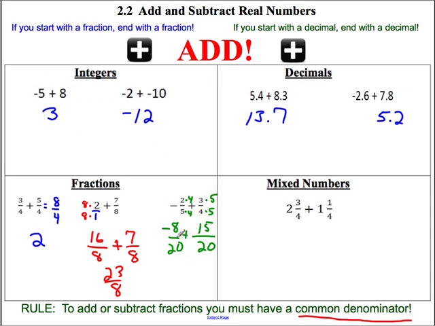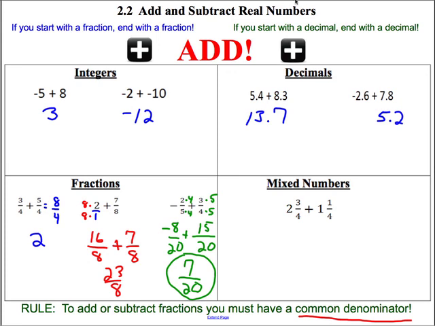So now it's just like one of these problems up here. What is negative 8 plus 15? Because they have the same common denominator, same bottom. Negative 8 plus 15 is 7. And what are we talking about? We are in 20ths. This is 7/20. So the calculator did it. I'd love for you to be able to do it by hand. That's a great skill to have, and it helps out later on.